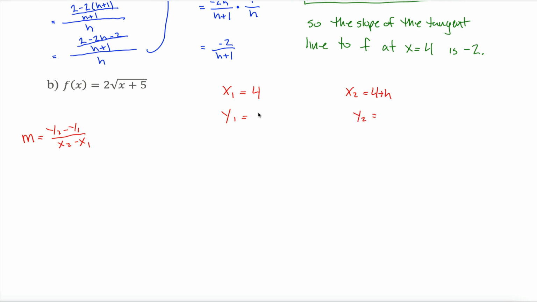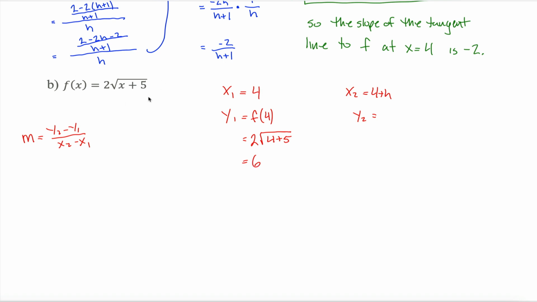y1, that's easy. That's just what comes out of this machine when I put x1 into it. It's just f of 4. What's f of 4? Copy exactly what you see here, changing all the x's into 4's. It's 2 times the square root of 4 plus 5. The square root of 4 plus 5 is the same as the square root of 9, and the square root of 9 is 3. 2 times 3 is equal to 6. x1 equals 4, y1 is equal to 6. When I put 4 into this machine, 6 comes out.